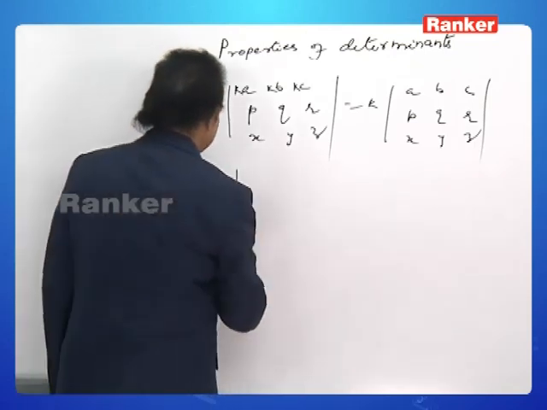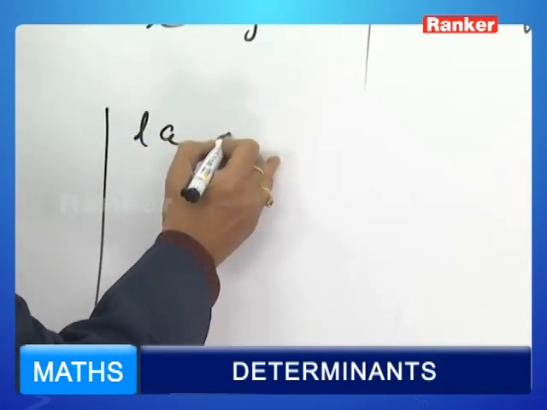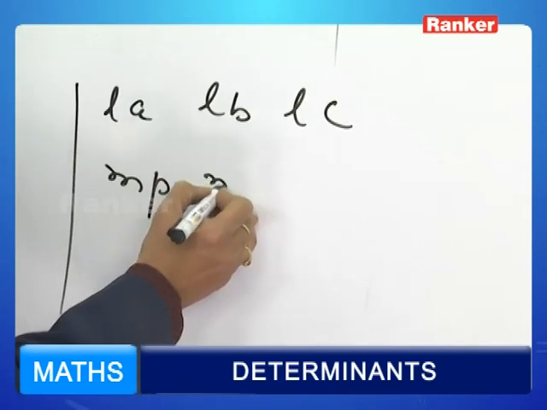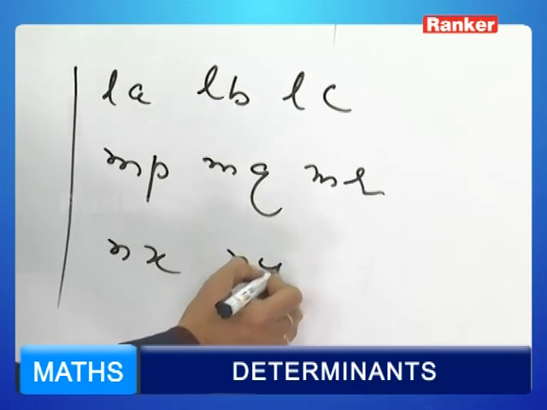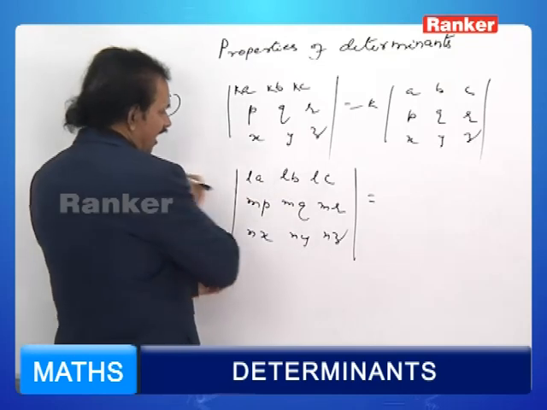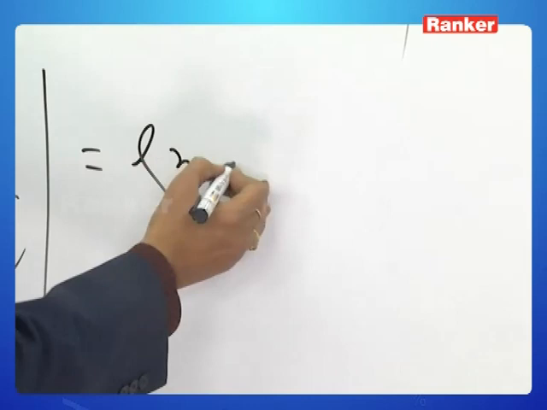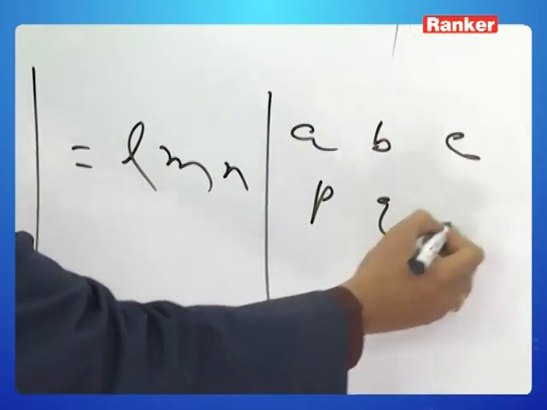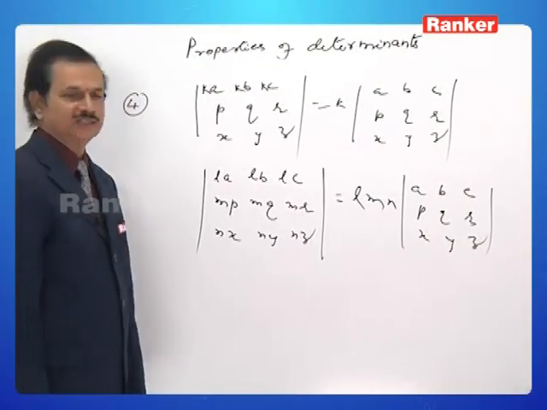One more thing, suppose this is LA, LB, LC, MP, MQ, MR, NX, NY, and NZ. What is the fate of this determinant? You can get L out from the first row, M from second row, N from third row, so that this is L M N times A, B, C, P, Q, R, X, Y, Z. Okay, this is the property.